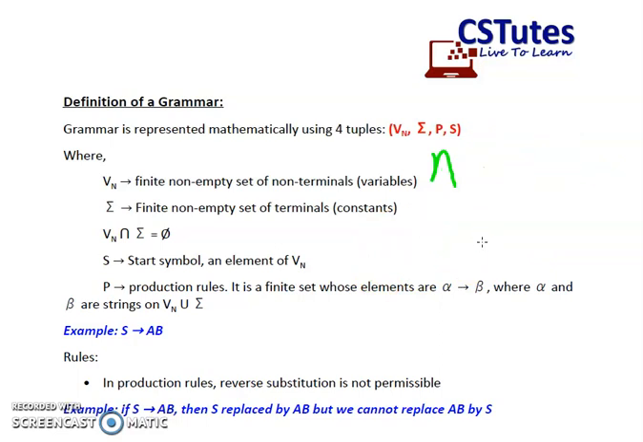Now let's discuss the other two tuples of our grammar. First, let's discuss what S is. Capital S is the start symbol. The start symbol is that particular symbol from where our grammar starts its functioning. That means it is the first rule from where the grammar starts. And it is an element of Vn. That means capital S is a non-terminal. And I have already told you, whenever we are talking about a capital alphabet, it belongs to the set Vn.